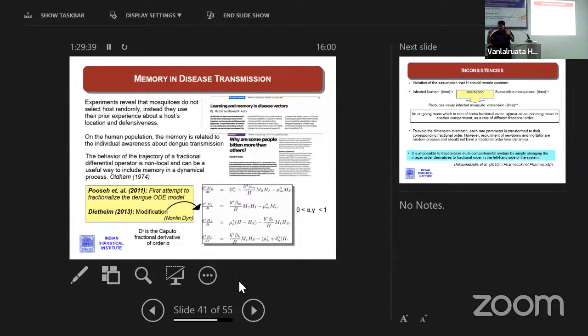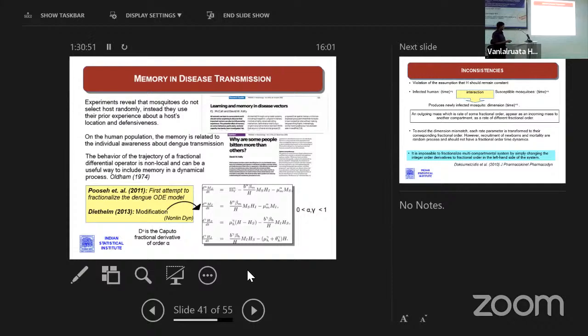The first model on dengue came in the year 2011. This is the first one of dengue by Pus. What he did, who actually did the first attempt to fractionalize the dengue ODE model? The modification is, forget about beta here. Okay, so alpha and gamma are there. In Pus's model, he has only this one, d alpha, and he has not changed this one.